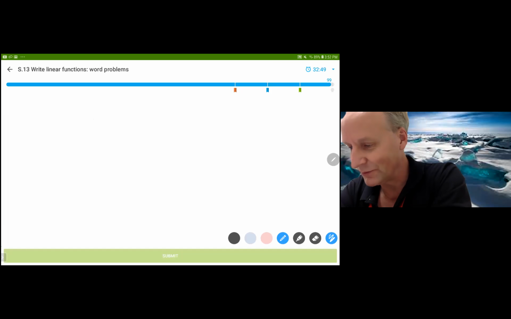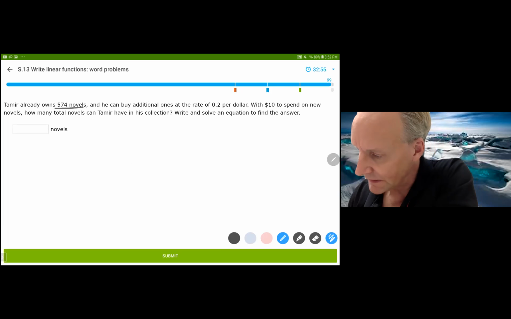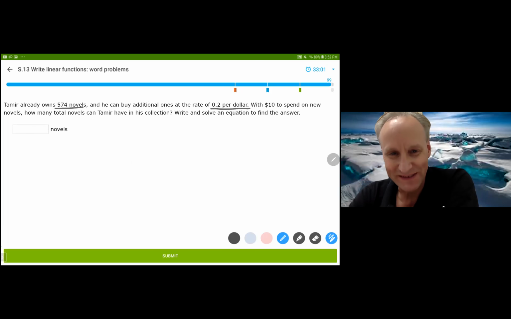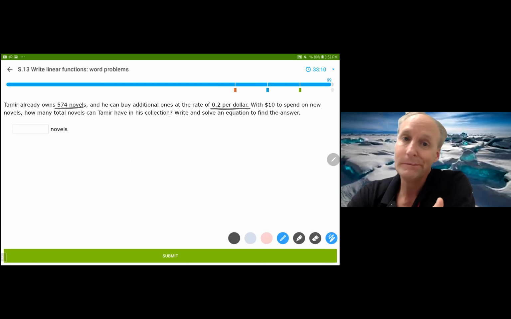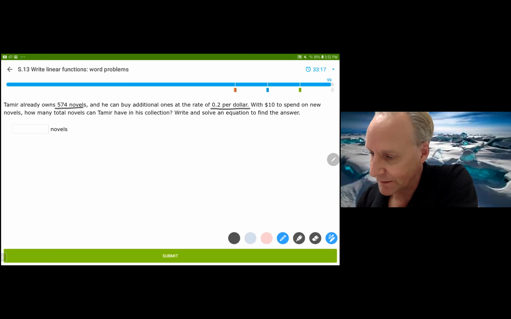And we have one final one. Tamir already owns 574 novels. He can buy additional ones at the rate of 0.2 per dollar. Let's make some sense of this. If he can buy a fifth of a novel with $1, it takes $5 to buy a novel. Okay, so just so you know. And it says, with $10 to spend on novels, how many total novels will he have?